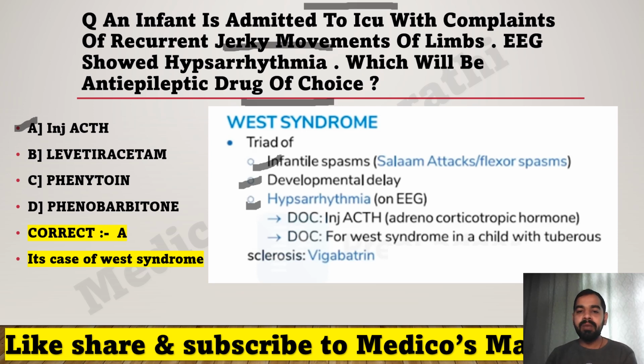Drug of choice will be injection of ACTH, that is adrenocorticotropic hormone, and the drug of choice for West syndrome in a child with tuberous sclerosis. If the child is suffering from tuberous sclerosis, then what will it be there? Vigabatrin. So my dear friends, here the correct answer will be option number A, that is injection of ACTH.